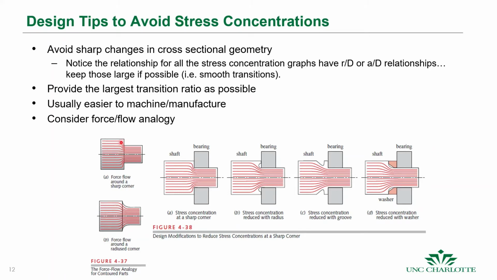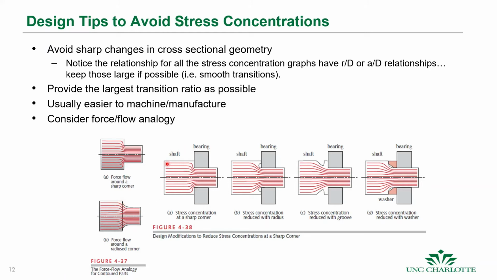And anytime we have these sharp changes here, we have high stress concentrations. One way to mitigate that effect is to provide the largest transition radius possible. Okay, so we can do that. And you can just see here the difference between the sharp edge and an edge with a larger radius. It's a much smoother transition, so we have much smaller stress concentrations, and that's shown in those tables that we just looked at.